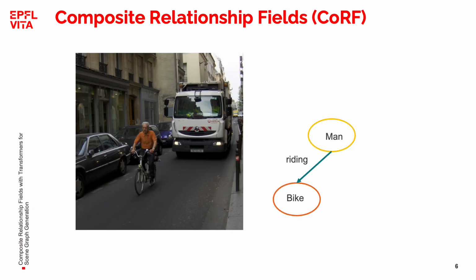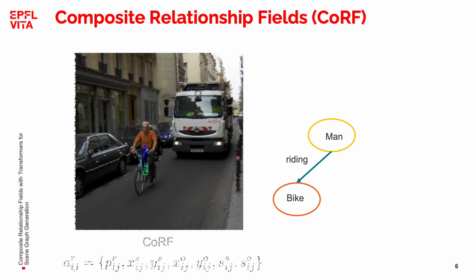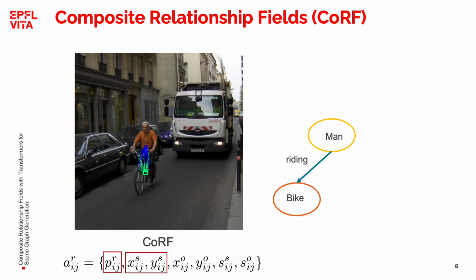We encode the relationships in a scene using our composite relationship fields. For instance, we want to represent the relationship riding between the man and the bike. Composite relationship fields turn relationship detection into a dense regression and classification task, where each point in the image has to identify the surrounding objects and the relationships between them. Given an image, for each possible predicate, we output at every point a confidence score and two vectors pointing to the subject and the object respectively, as well as the scale of the related objects. As you can see, only points between the two related objects are responsible for predicting that relationship.